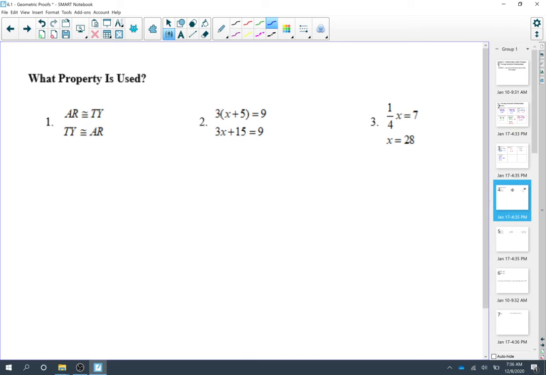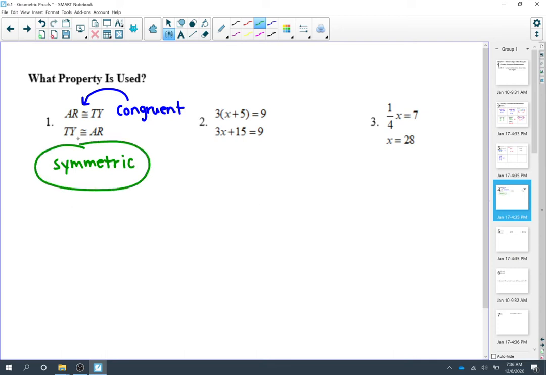What property is used? Number 1, if AR and then this sign right here, do we remember this sign? That sign, if we forgot, is congruent. Okay, and congruent kind of means equal. They're the same shape, same size, same everything. That's congruent, so equal. So if AR is congruent to TY, then TY is congruent to AR. That is your symmetric property. Just kind of like flips it around.